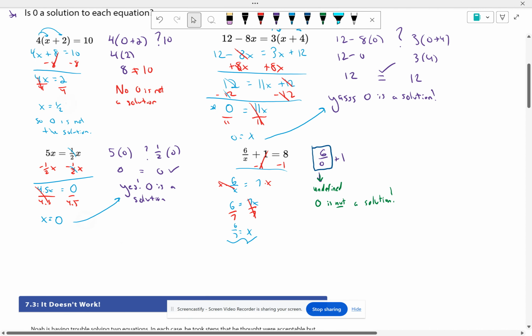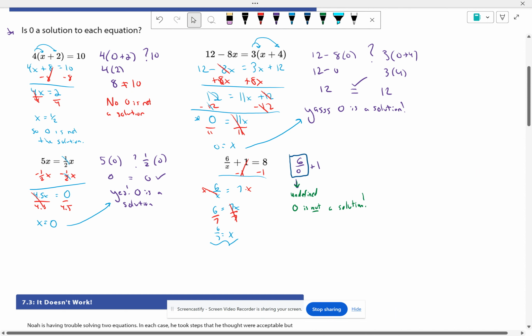So anyways, what we're doing here is testing whether 0 is a solution. And we're going to come back to 2 ideas from this. This one right here, can't divide by 0. And this situation right here, how do you solve an equation where you have an x on both sides and one of them gets eliminated?